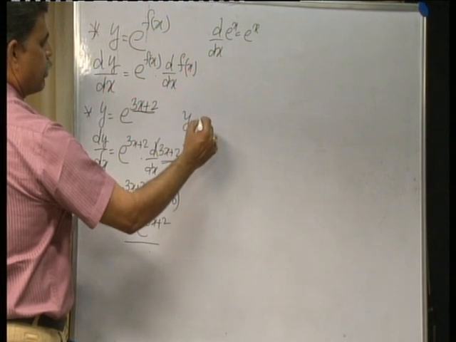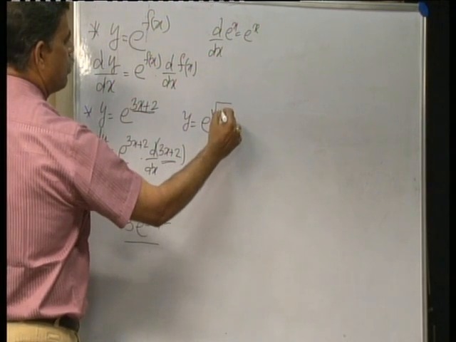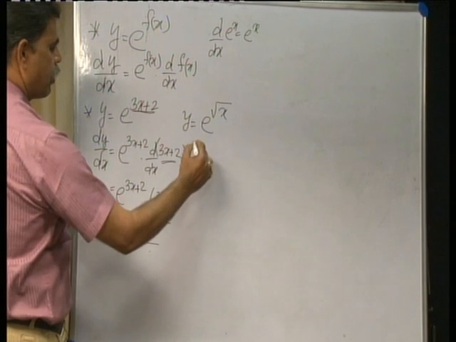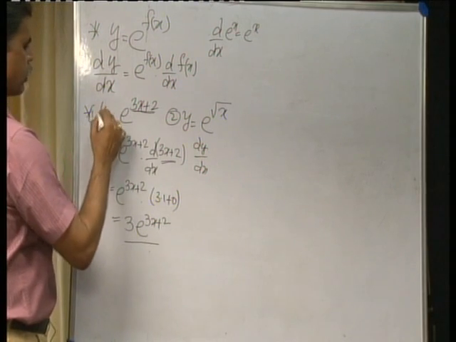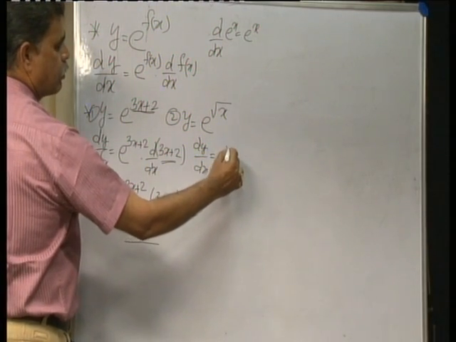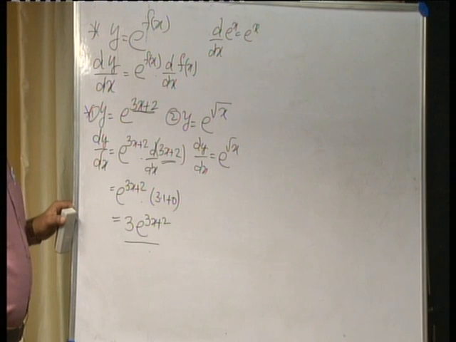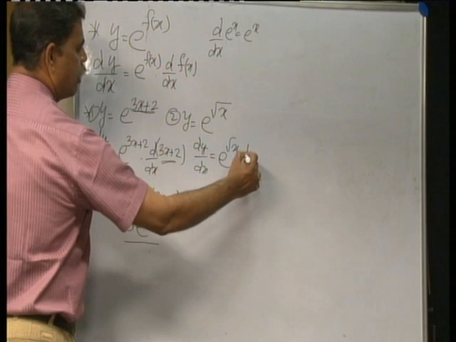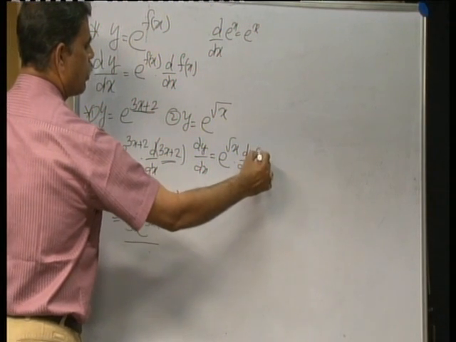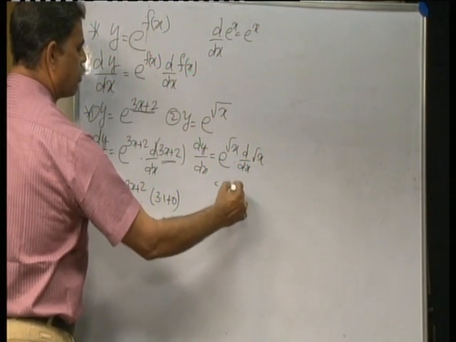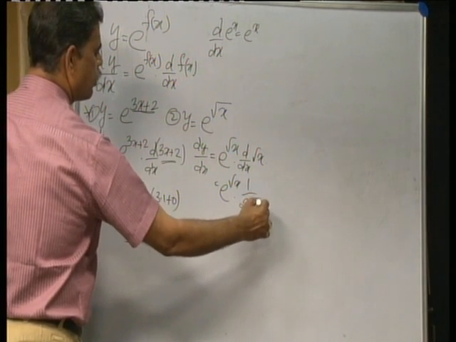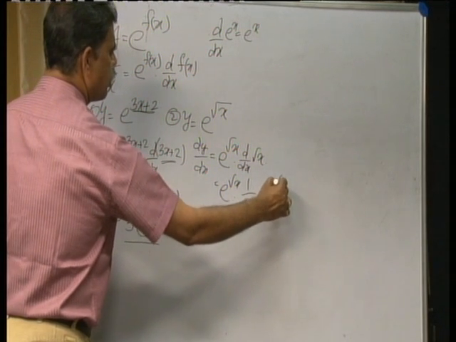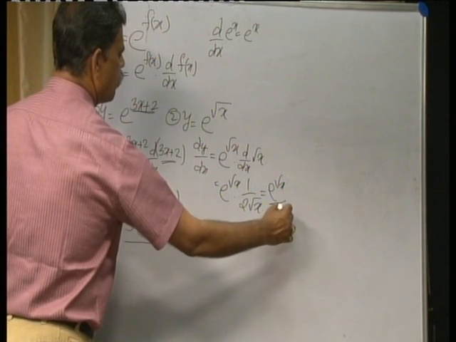See another example, y is equal to e to the power of root x. Therefore, dy by dx is equal to e to the power of the function, that is e to the power of root x, into the differentiation of root x, d by dx of root x. The differentiation of root x is 1 by 2 root x, so we can write e to the power of root x divided by 2 root x.